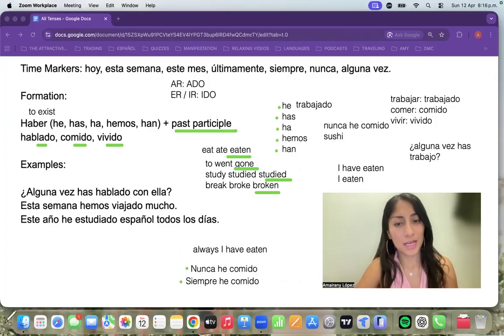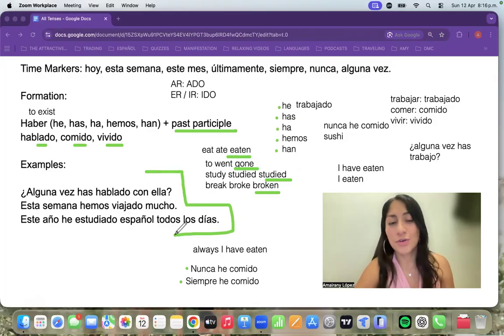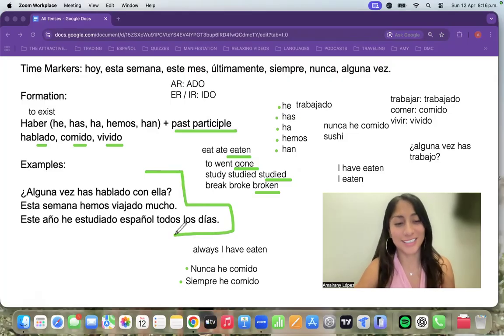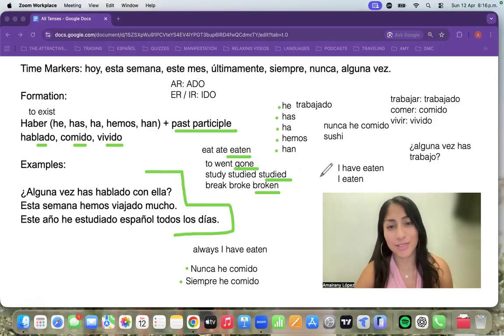So let's go with the examples. ¿Alguna vez has hablado con ella? Have you ever talked to her? Esta semana hemos viajado mucho. This week we have traveled a lot. And este año he estudiado español todos los días. This year I have studied Spanish every single day, or every day, okay?